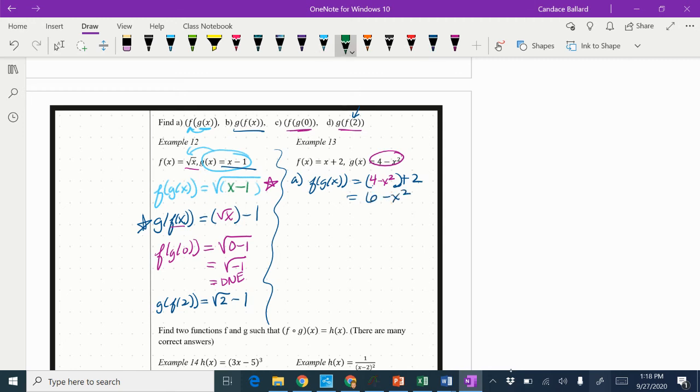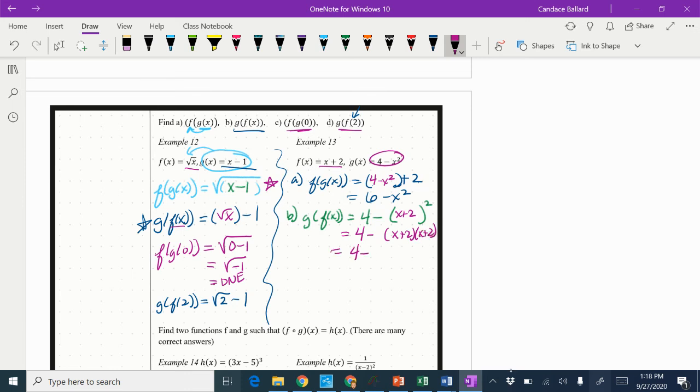Okay. Then I'm going to do g of f of x. Okay. So I'm going to take my g function. All right. So I've got 4 minus parentheses for the x. We're going to substitute in my f function, which is the x plus 2. So we've got 4 minus, I'm going to have to do x plus 2 times x plus 2, which means I have to FOIL that.